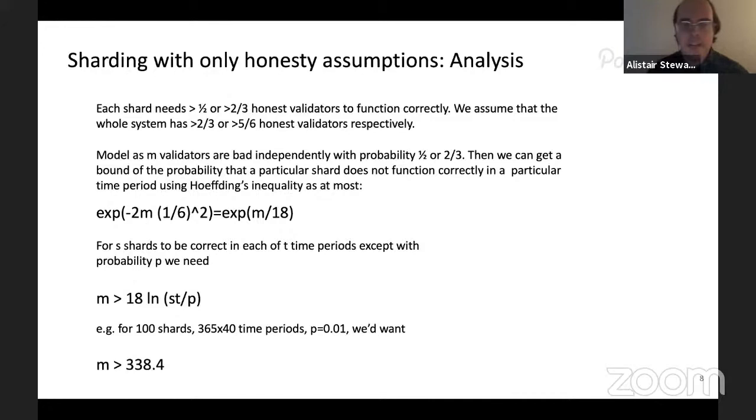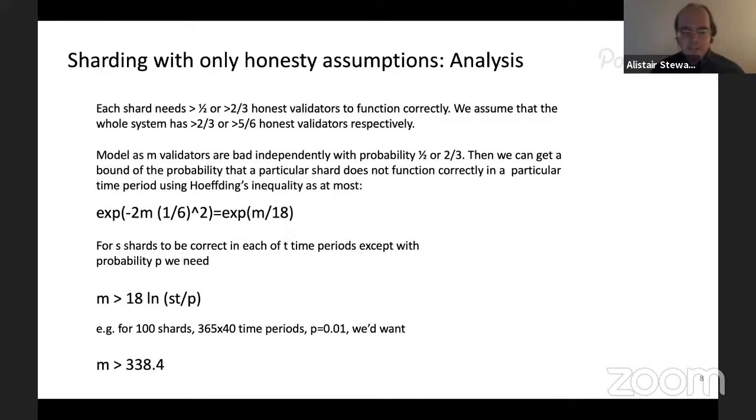Okay, I want to get a bit concrete about this. So this is as much as I could get on a slide. Let's suppose that the validators are chosen independently, and they independently choose whether they're bad or not. This is not quite true, but it's almost true. And then we can get a bound using Chernoff bounds. Hoeffding's inequality gives a particularly easy expression here. We have S shards and T time periods, T times we assign validator sets to these shards, and we want some probability P of failure to occur.